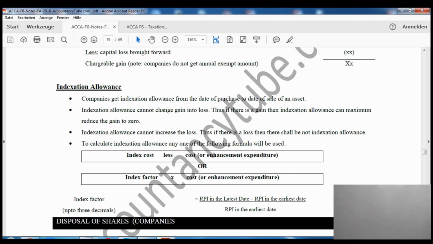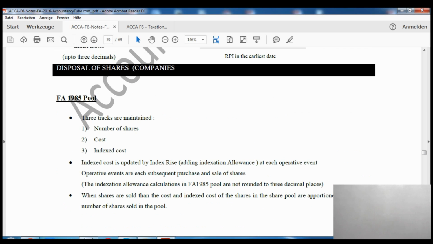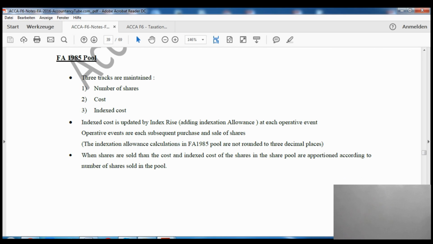For disposal of shares for companies we will make one column, which is the FA 1985 pool, Finance Act 1985 pool, in which we'll write down the number of shares, cost and indexed cost. The indexation allowance is updated by the index rise, adding indexation allowance at each operating event. Now what is each operating event? As I said to you earlier, whenever I am selling the shares or buying the shares. For example, if I bought some shares now and some after 1 month, because there is a time difference, there will be inflation as well. Likewise, indexation allowance will be calculated after every operating event.